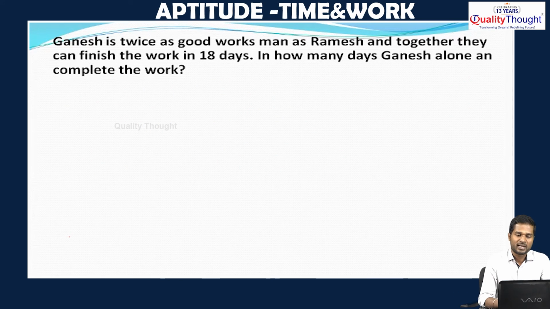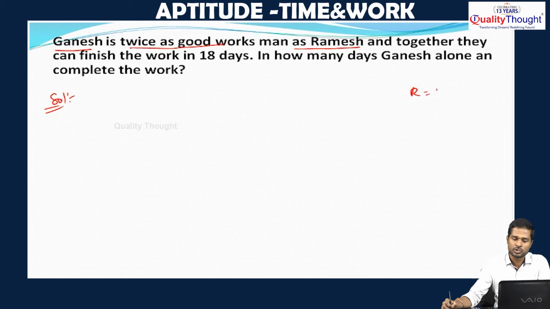See this question: Ganesh is twice as good a workman as Ramesh and together they can finish the work in 12 days. In how many days can Ganesh alone complete the work? So we have seen this type of question, efficiency questions. That means here Ganesh is twice as good a workman as Ramesh. For example, if Ramesh takes 20 days to complete the work, then Ganesh takes 20 by 2, only 10 days to complete the work.